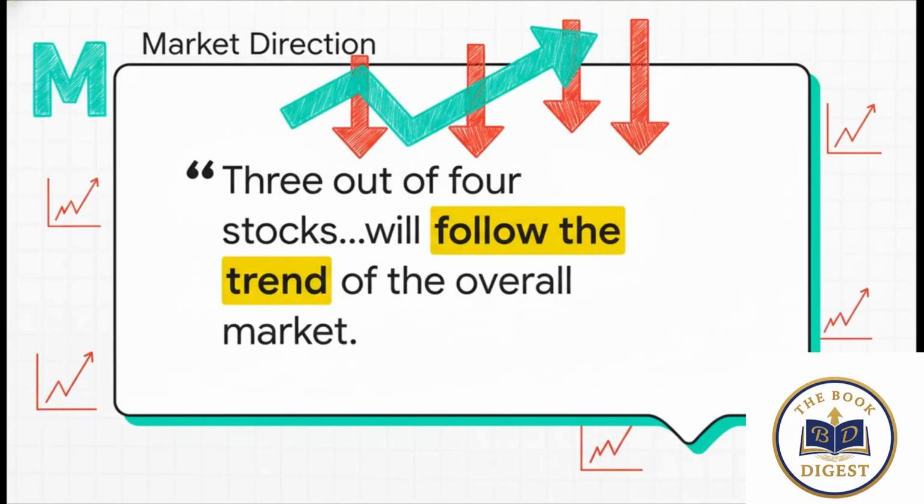And finally, we get to M for market direction. And I gotta tell you, O'Neill considered this the single most important factor in the whole system. The reason is pretty simple, and it's powerful. You could find the most perfect stock in the world, one that checks every single box. But if the overall market is heading south, 3 out of 4 stocks are gonna go down right along with it, no matter how good they are.